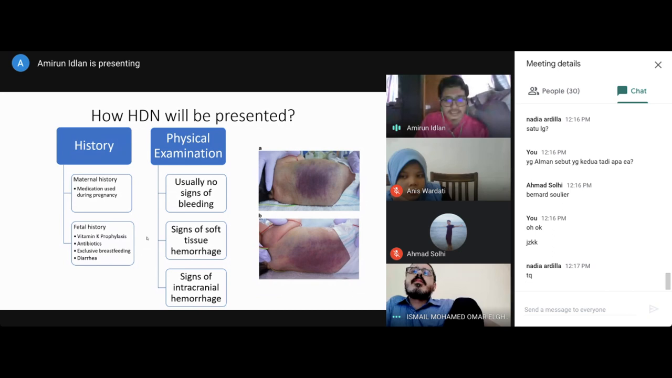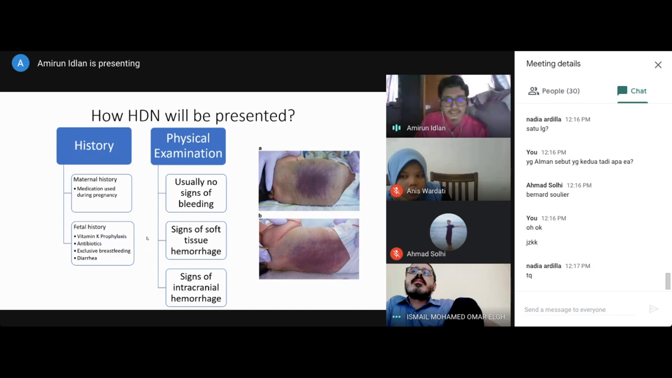So the other differential diagnoses you may consider: first is DIVC, disseminated intravascular coagulation, hepatobiliary disease, neonatal thrombocytopenia that has been explained by Alia, and also hereditary bleeding disorder, for example, von Willebrand disease.